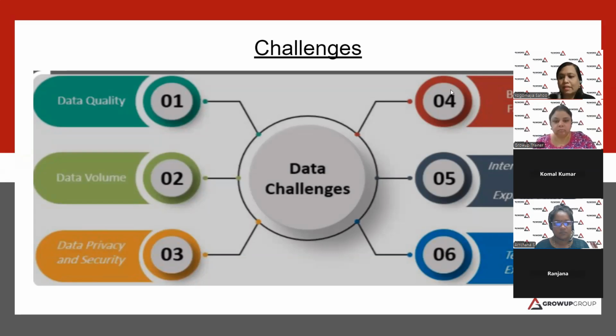Next is bias and fairness. Whatever result it has to provide, it should be a fair result. It should not be biased. Again, that will be a challenge.